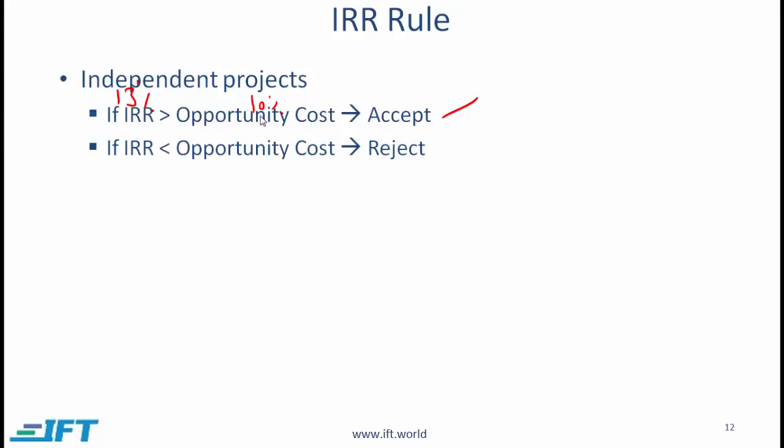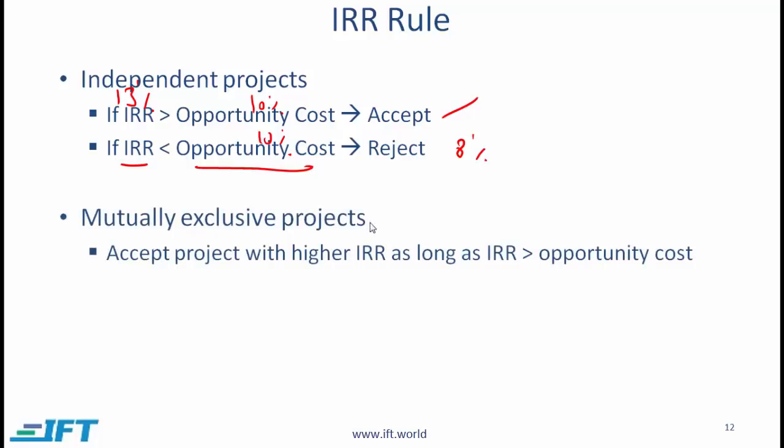Another way of expressing this is that 10% might be your cost of capital. That is how much it costs you to raise funds or raise capital. And then it makes sense that if the project returns 13%, which is greater than the cost of capital, then you accept the project. If the IRR is less than the opportunity cost, then obviously we should reject the project. So if it turned out that the IRR was 8%, which is less than the opportunity cost of 10%, then the project should be rejected.